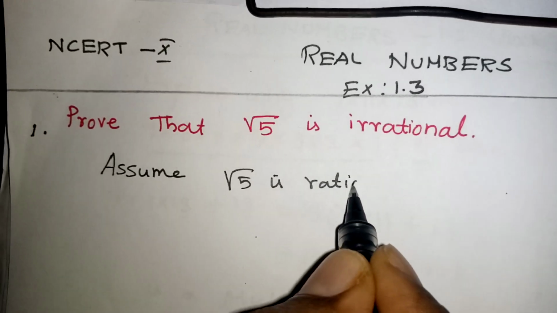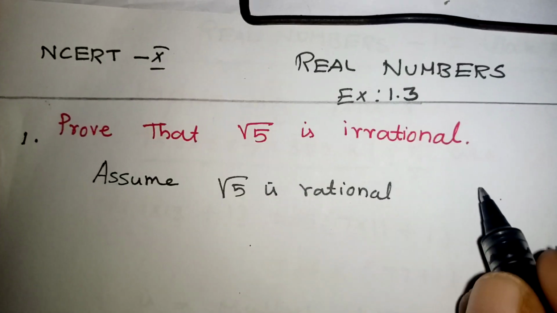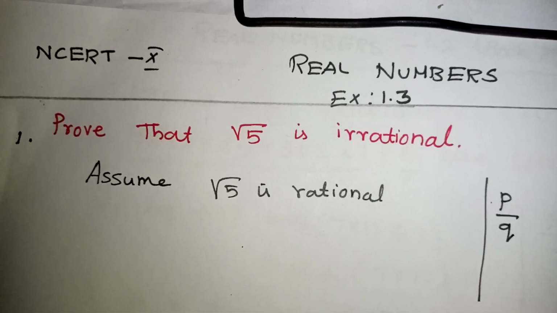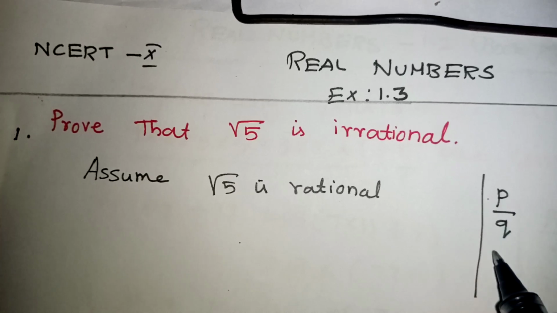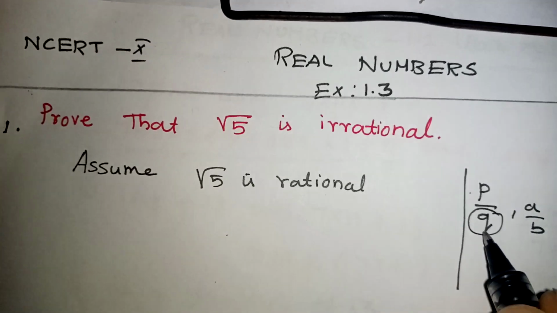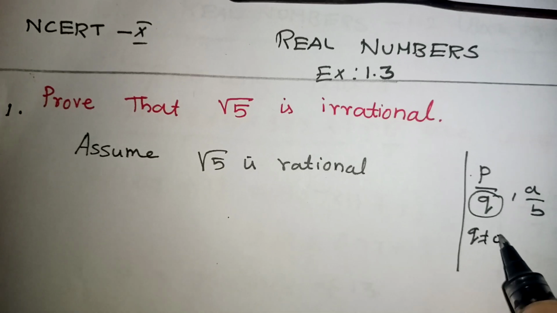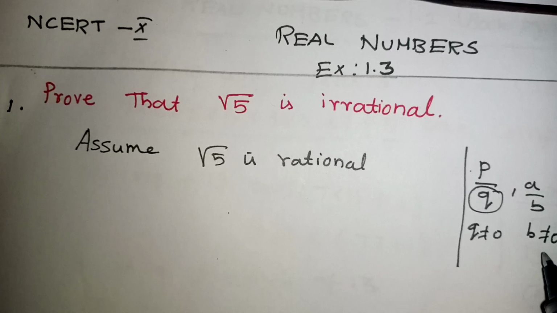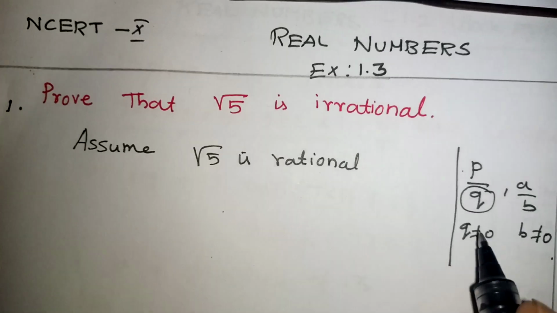What is meant by rational? You must know that rational is nothing but, here I am writing for the rough work, P by Q or A by B, the number which is in the form of P by Q or A by B, where the denominator should not be 0. If you take P by Q, Q should not be 0. If you take A by B, B should not be equal to 0. Other than 0, any number it can take, that is a rational number.